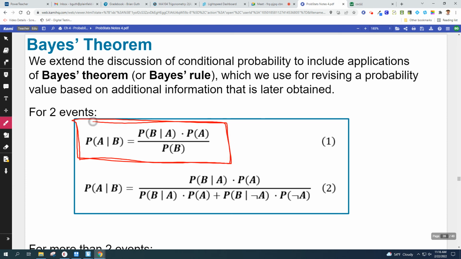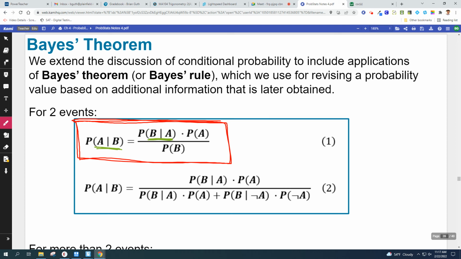And what I want you to pay attention to is the fact that we're calculating a conditional probability, A given B, but we're using the reversed conditional probability. That is a huge clue that this is a Bayes' theorem question. When you're reading through your problem and you want to find a conditional, but then your details give you the reversed conditional, boom, clue, Bayes.